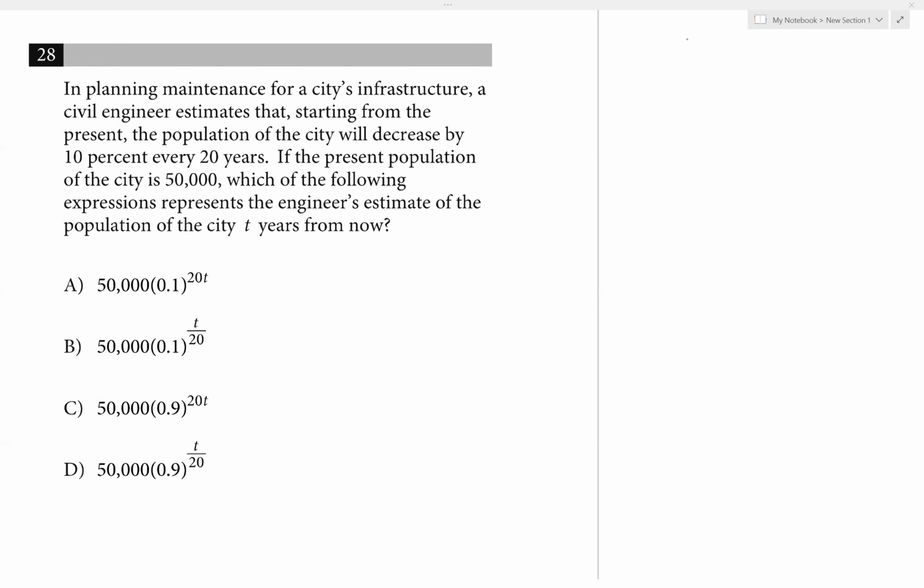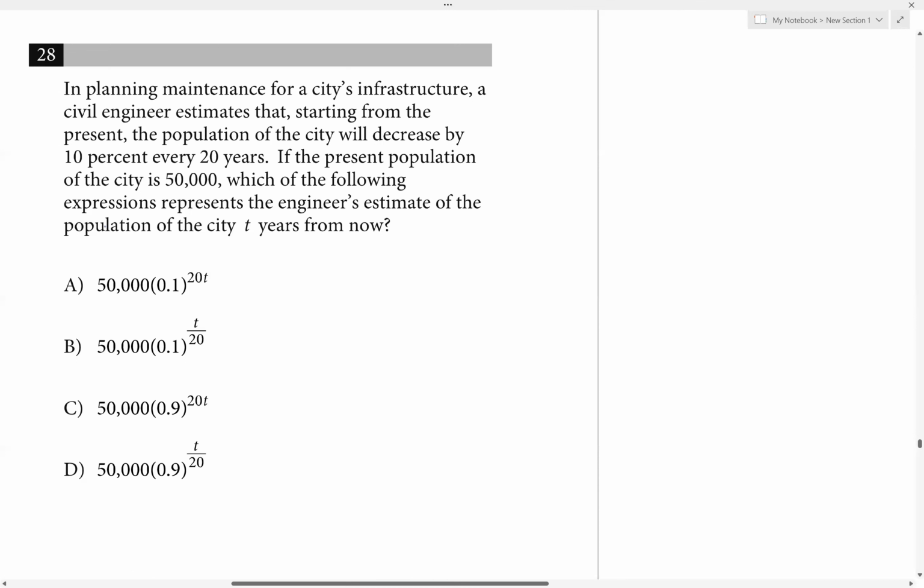Okay. So if you look at the answer choices, it seems like all of these are exponential expressions. So what we have here should be an exponential model, right? And we know that because it decreases by 10% every 20 years. So it's not decreasing by the same number each time, right? 10% of the total. Yeah, so it should be an exponential model.